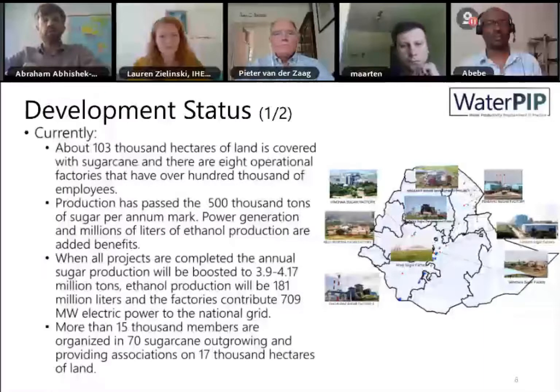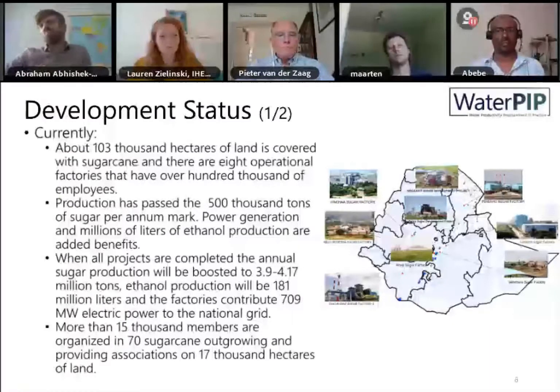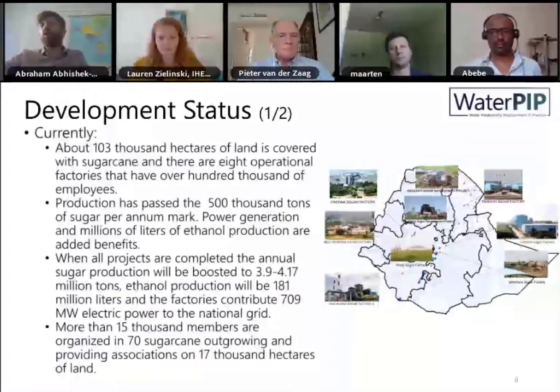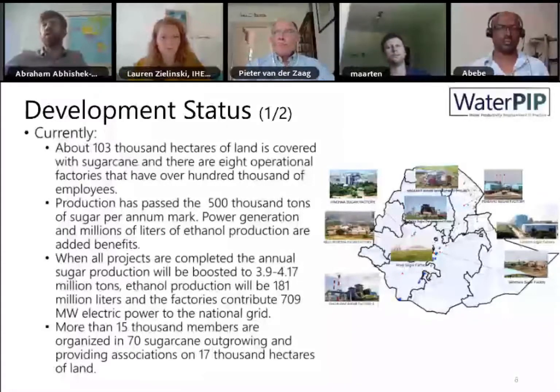When all these projects, the 10 projects that are mentioned, are completed, the intention is that the sugar production is boosted to 3.9 to 4.717 million tons, and ethanol production would be 181 million liters. As well as that the factories would contribute 709 megawatts of electric power to the national grid. The amount of labor actually involved is tremendous. There's 15,000 members organized in 70 sugarcane outgrowing and providing associations on 17,000 hectares of land.